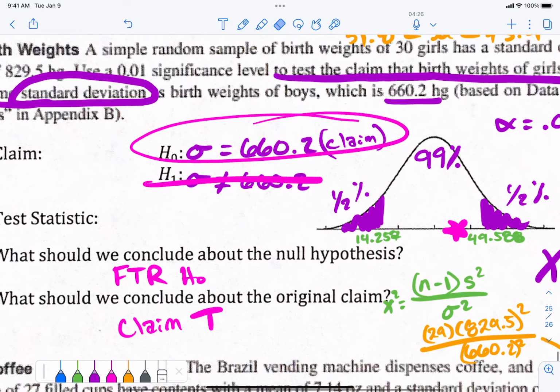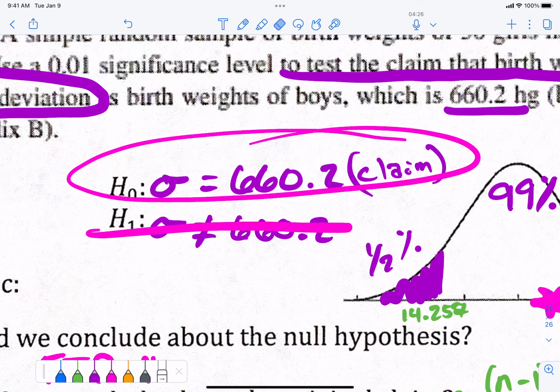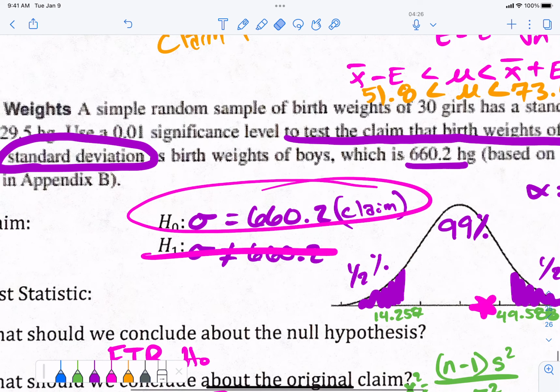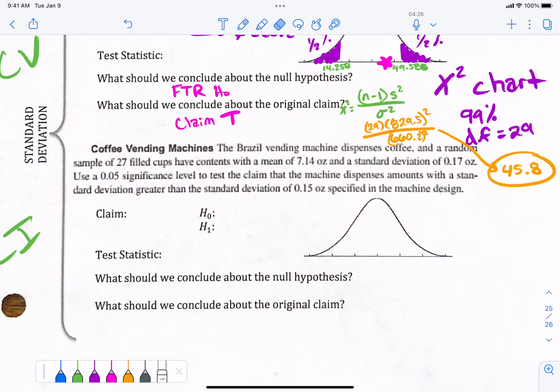So what does this mean? Let's talk about the meaning in case I ask you for that. It's close enough. The standard deviation of girls versus boys, which means the girls are not deviating more than the boys are. The weights for baby boys and baby girls are going to be pretty similar to each other. Their variation is not different. It's not that some girls are heavy and some are light. They're all pretty well the same, as far as it goes for boys.